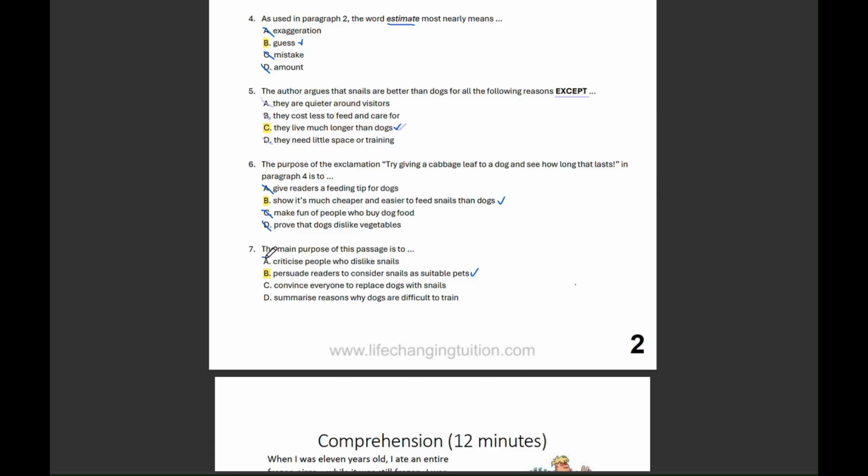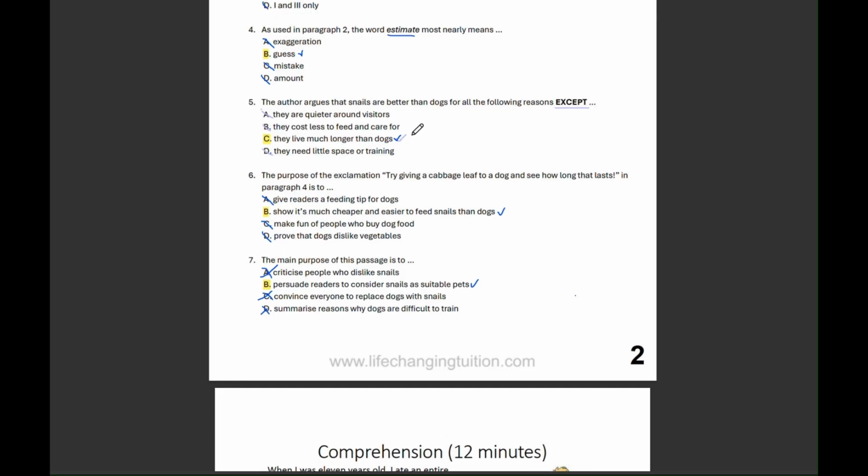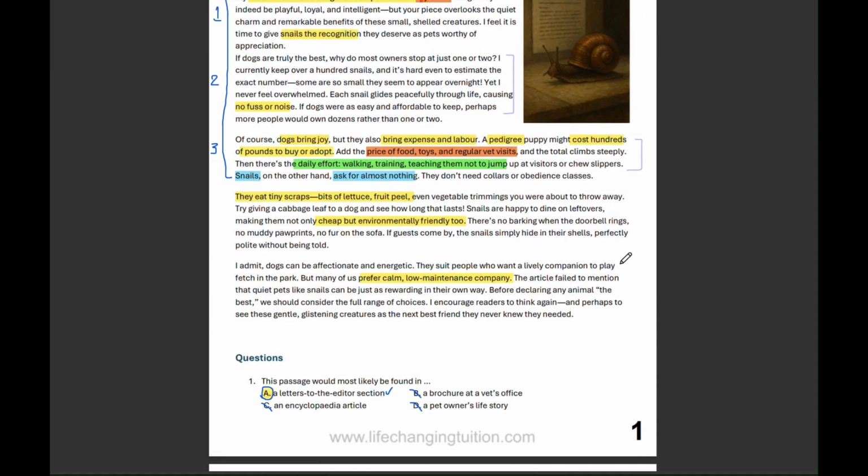Now, let's take a look at why others are wrong. A misreads the tone. C is too extreme. And D narrows the focus to training only. The formula is find central purpose. Look at the thesis and concluding call to action: "I encourage readers to think again."